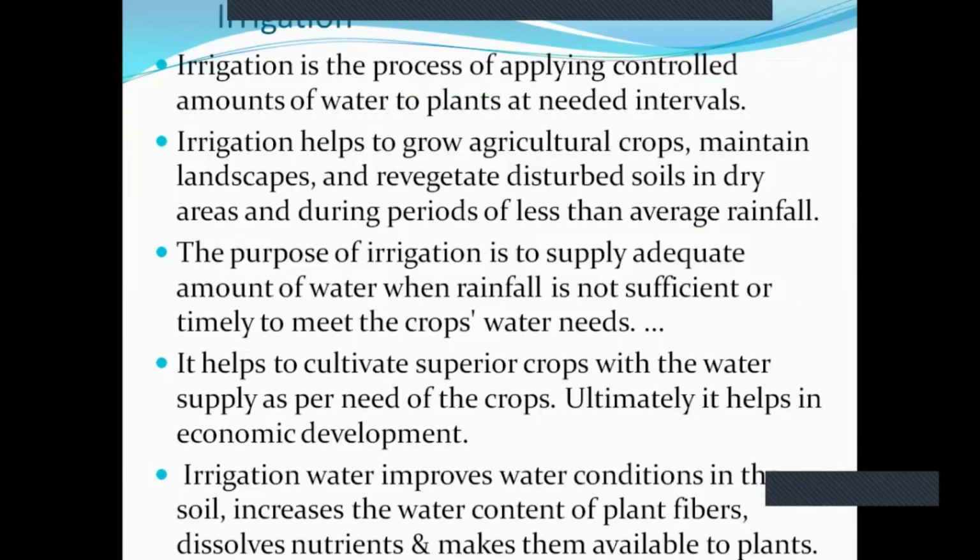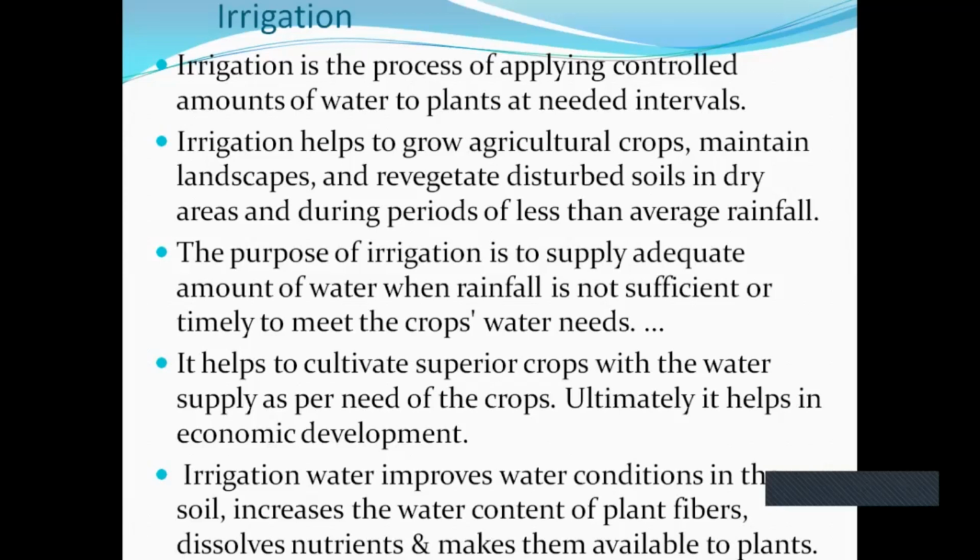Before that, let's see what irrigation is. Irrigation is a process of applying a controlled amount of water to the plant at needed intervals. This is the definition of irrigation. What does it mean? Giving a controlled amount of water to the plant at needed intervals. When the plant needs the water, at that time the farmer has to water the crop. This is called irrigation.